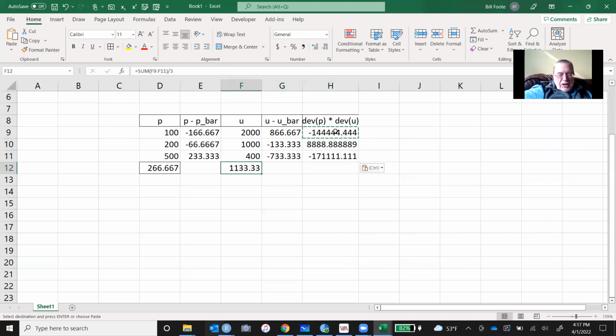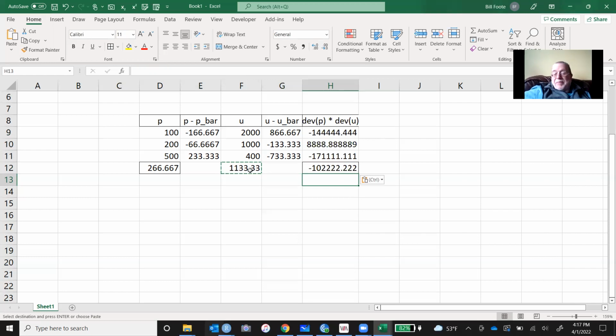And we're going to sum these up as well. Don't want an average here, but we can sum them up and divide by 3 again. There we go. That number, that minus 102,000, is what is known as the covariance.